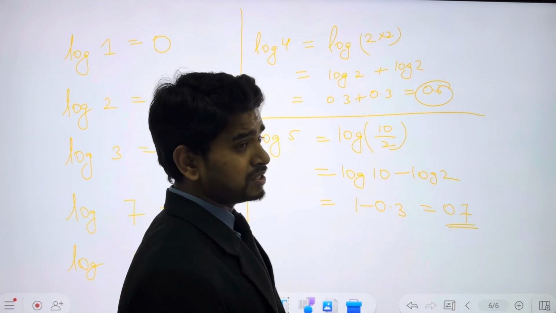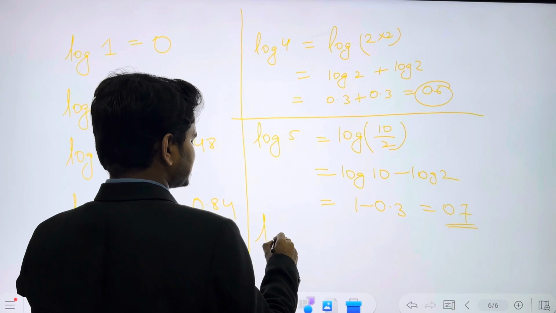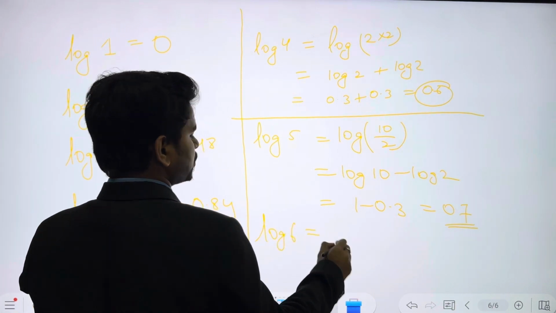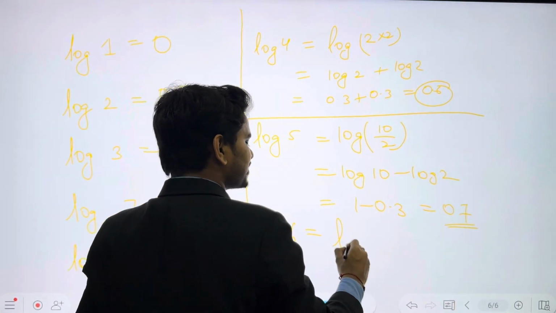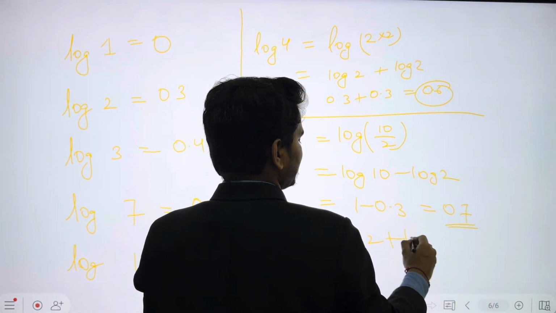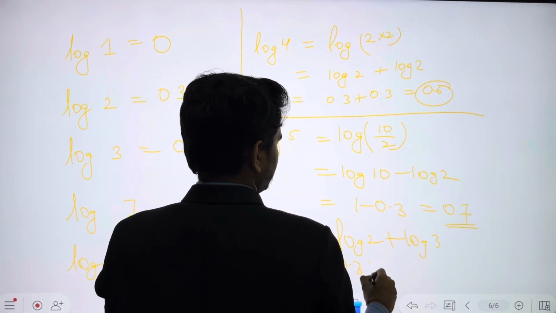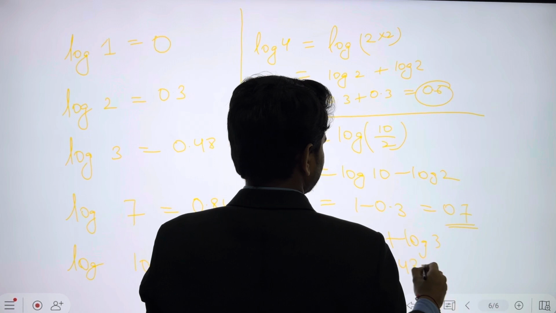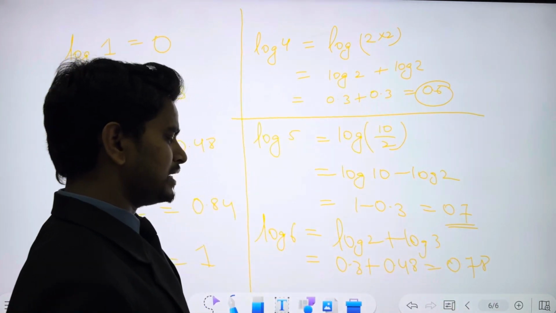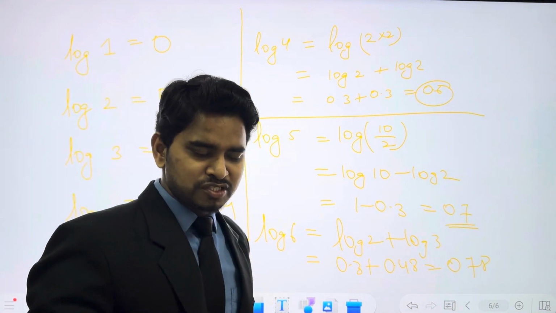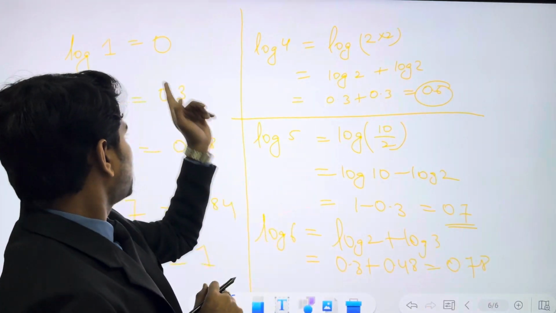Now I believe in the same way you can talk about log 6 as well. Log 6 can be written as log 2 into 3. And log 2 into 3 can be written as log 2 plus log 3. And log 2 plus log 3 can be written as 0.3 plus 0.48, and that is 0.78. I hope it is clear to you guys. Simply try to write the numbers in such a way that you can simplify into the numbers you already know.